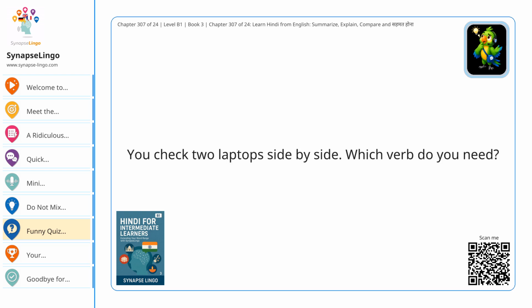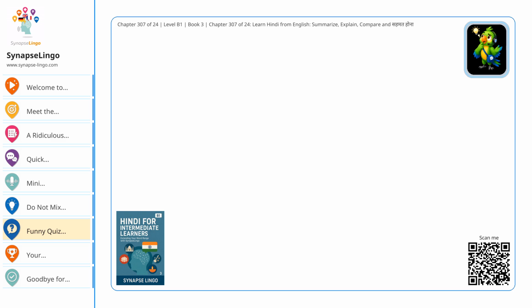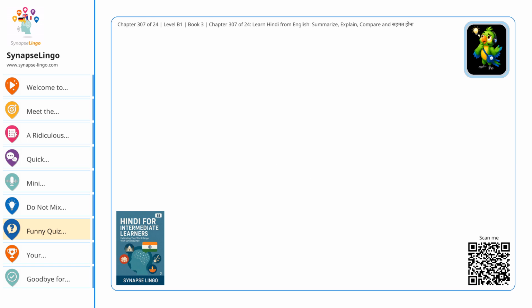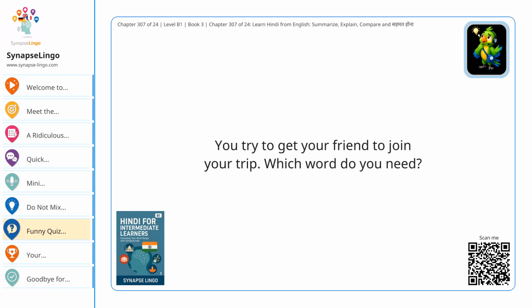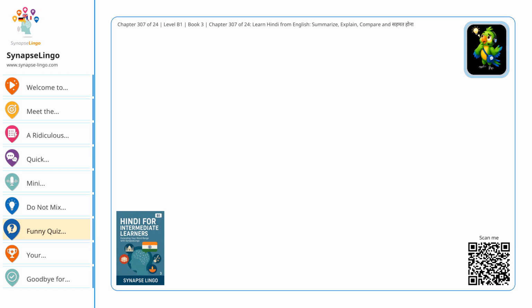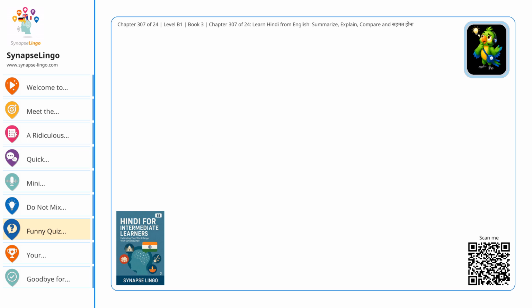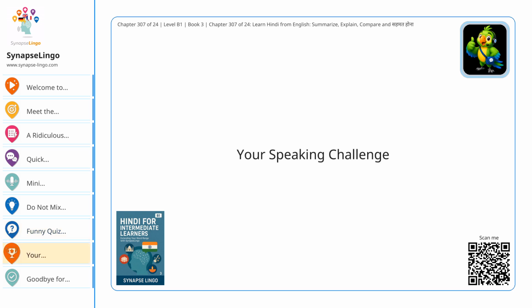You tell the police what the missing umbrella looked like. Which phrase fits? वर्णन करना. You check two laptops side by side. Which verb do you need? तुलना करना. You judge which project is best. Which phrase fits? मूल्यांकन करना. You try to get your friend to join your trip. Which word do you need? मनाना. At the end, both of you say yes to the same idea. Which phrase is that? सहमत होना.